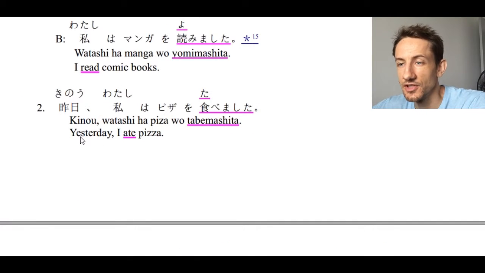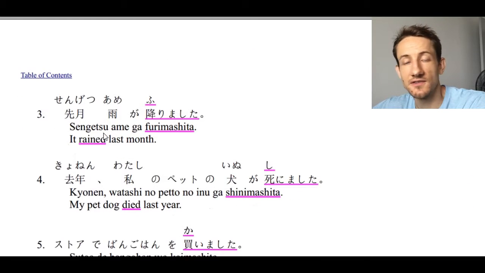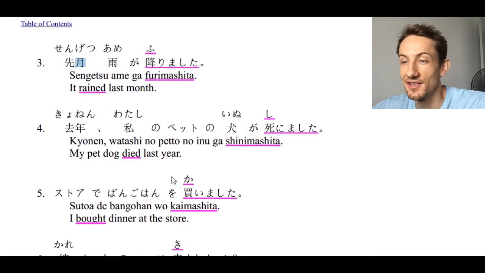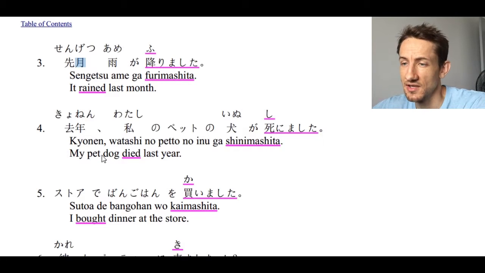And number 2, 昨日私はピザを食べました. Yesterday I ate pizza. Number 3, 先月雨が降りました. It rained last month. Number 4, 去年私のペットの犬が死にました. My pet dog died last year.